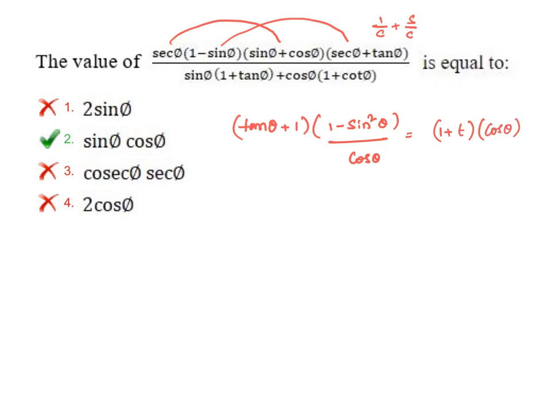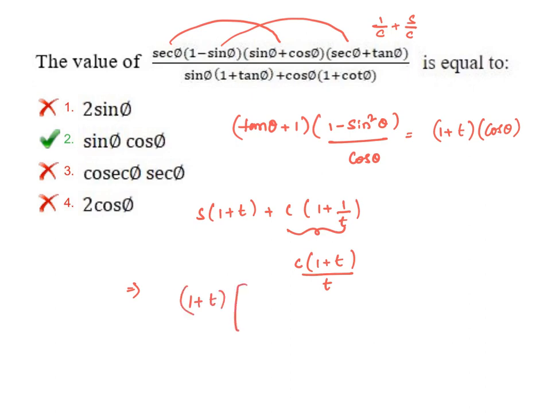Now look at the denominator. In the denominator you have sin θ into (1 plus tan θ) plus cos θ into 1 plus 1 by tan θ. This you can further write as cos θ into (1 plus tan θ) by tan θ. So if I take 1 plus tan θ common, it is sin θ plus cos θ times cos θ by sin θ, so it becomes cos square by sin. Sin square plus cos square is anyway 1, so 1 by sin θ.